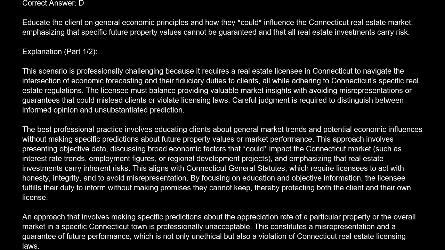This aligns with Connecticut general statutes, which require licensees to act with honesty, integrity, and to avoid misrepresentation. By focusing on education and objective information, the licensee fulfills their duty to inform without making promises they cannot keep, thereby protecting both the client and their own license.